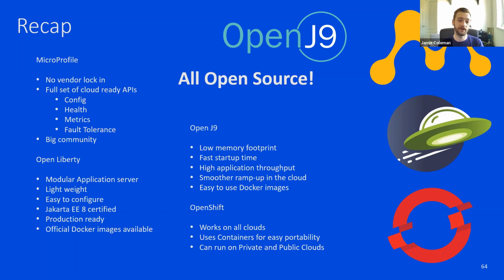Jakarta EE8 certified. I think we were the first application server to be Jakarta EE8 certified, and we actually have, I think, Jakarta EE9 support in our beta as well, which is really cool. It's production ready, and we've got official Docker images available, so it's really easy to get started with. OpenJ9, again: low memory footprint, fast startup time. The throughput is really, really good, and it's got really smooth ramp-up time on the cloud. I didn't mention that before when I was talking about OpenJ9, but the time it takes your JVM to start and ramp up is just completely wasted money, completely wasted electricity. There's no point in it. So if we can ramp up and get to where we should be very quickly, we can remove that waste.